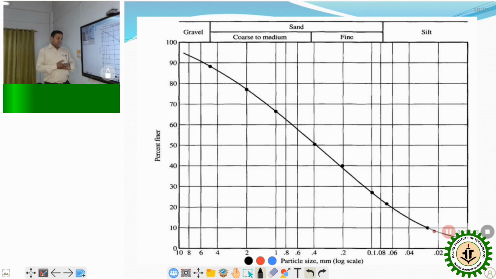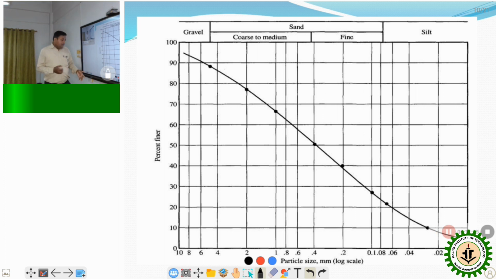After plotting it, we will get this kind of curve. Here along the x-axis particle size has been plotted in log scale, and along the y-axis percentage finer has been plotted in arithmetic scale. This curve that has been drawn is called the grain size distribution curve.